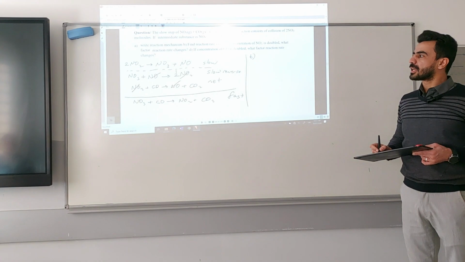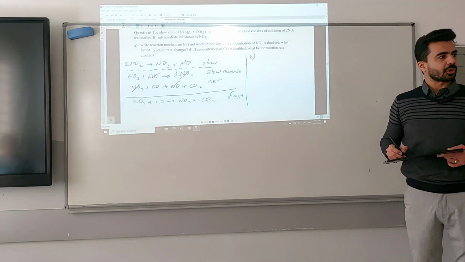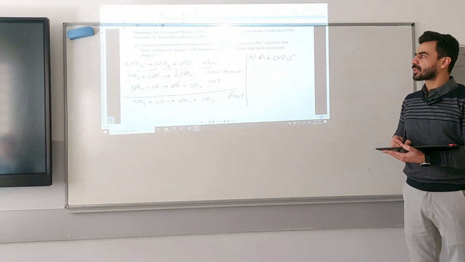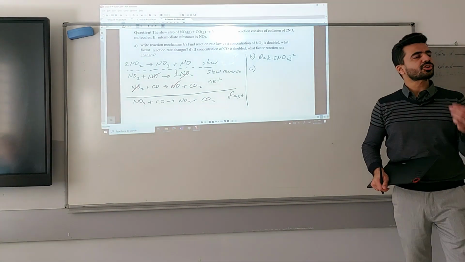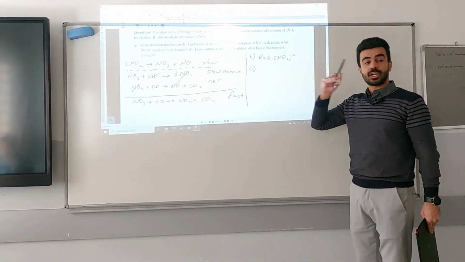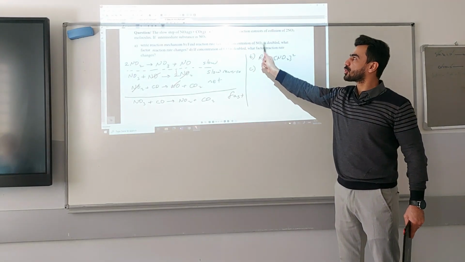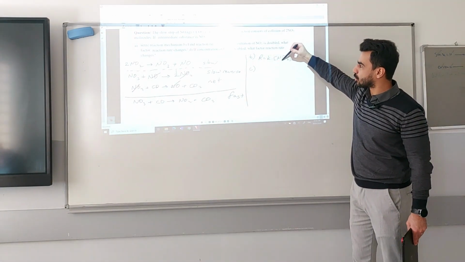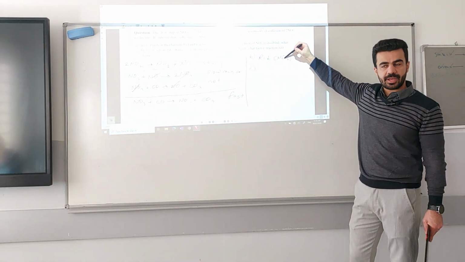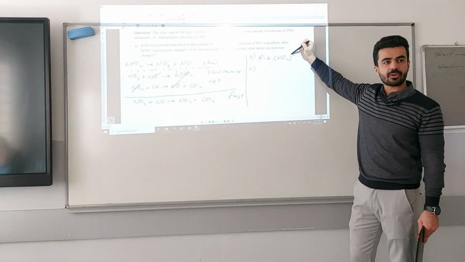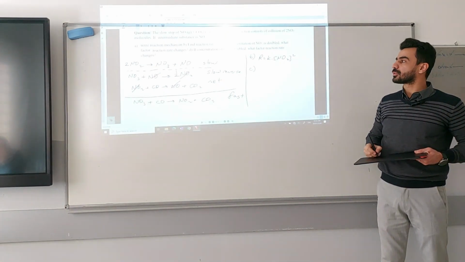For B, it says reaction rate law. Where do we take the rate law from? From the slow step. Again, R is equal to K, concentration of NO2 squared. C is asking how the rate changes. It says, if we double the concentration of NO2, by what factor does the reaction rate change? If I double the NO2, how would the rate change? 2 to the power of 2, so the rate quadruples.